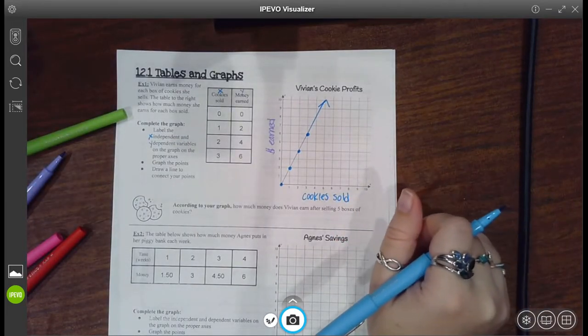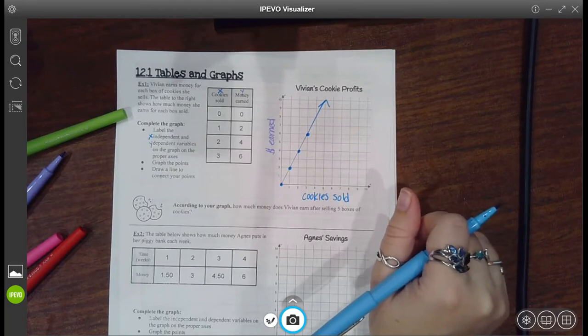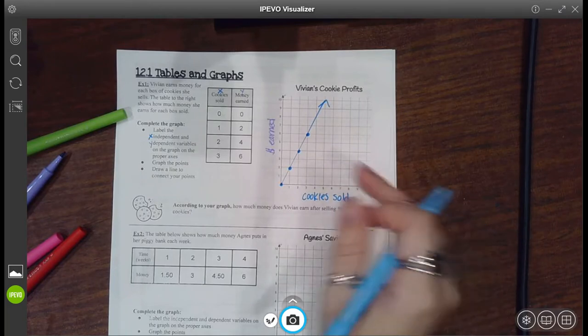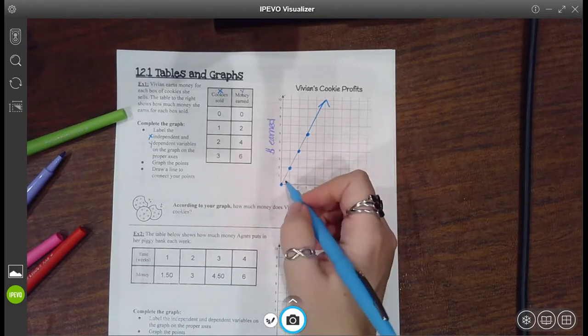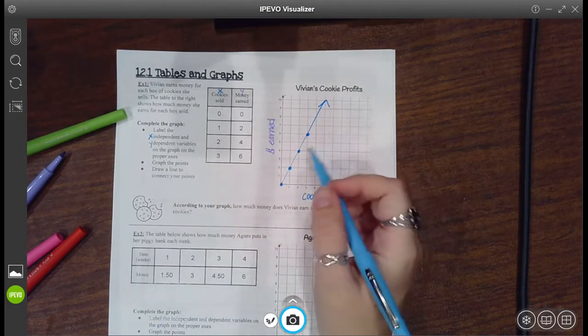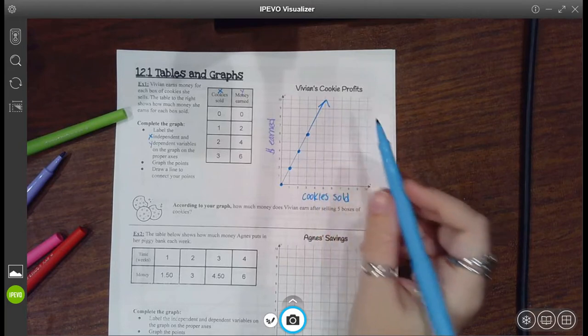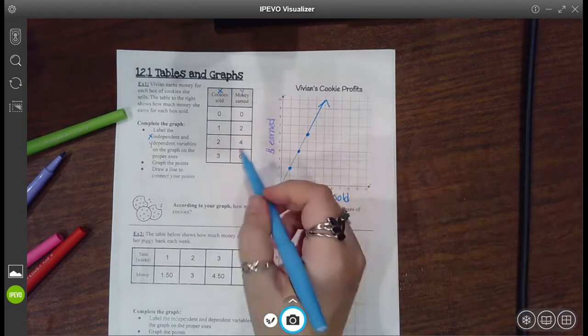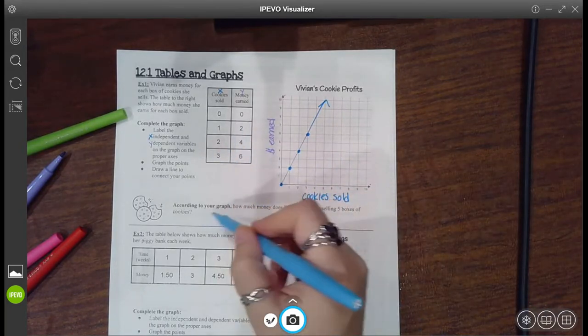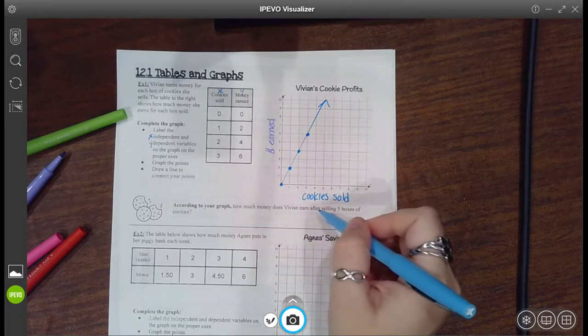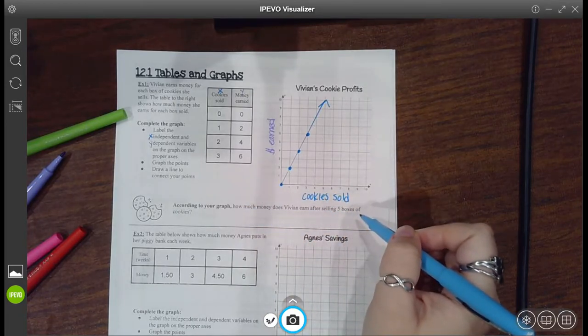How you know that you graphed your points correctly: we're going to be dealing with linear relationships, which have a constant rate of change. So it's always going to go up and over the same amount. If you ever see a point that's off the line, relook at that point because it's probably not right. Now that I did that, I can use my graph to answer a question that wasn't on this table. According to your graph, how much money does Vivian earn after selling 5 boxes of cookies?